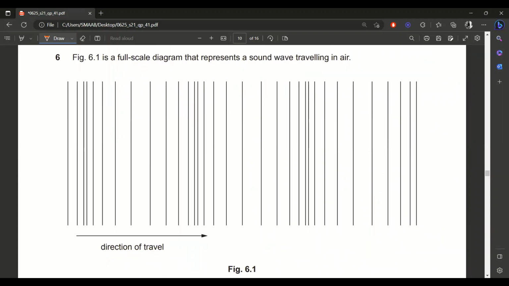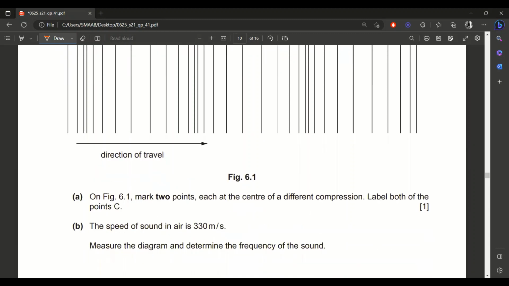Okay, so in question number 6, figure 6.1 is a useful scale diagram that represents a sound wave traveling in air. And on figure 6.1, mark 2 points each at the center of a different compression, label both of point C. Okay, so in 6.1, we need to mark 2 points each at the center of a different compression. So first we need to find out the compression. And for compression, we know that both sides will be the same around compression. So let's suppose if we start from the first one, this is the part of compression.